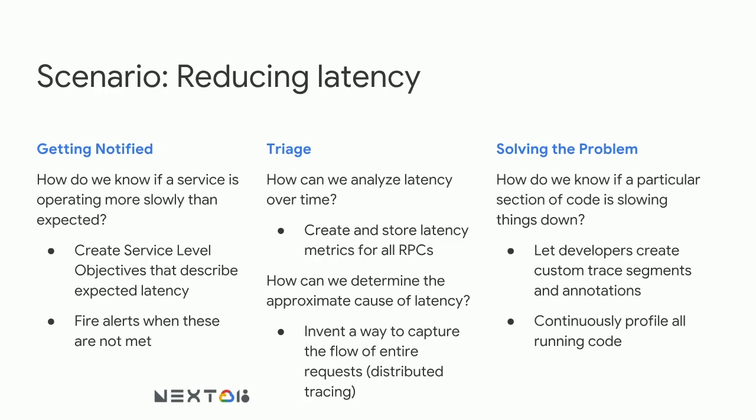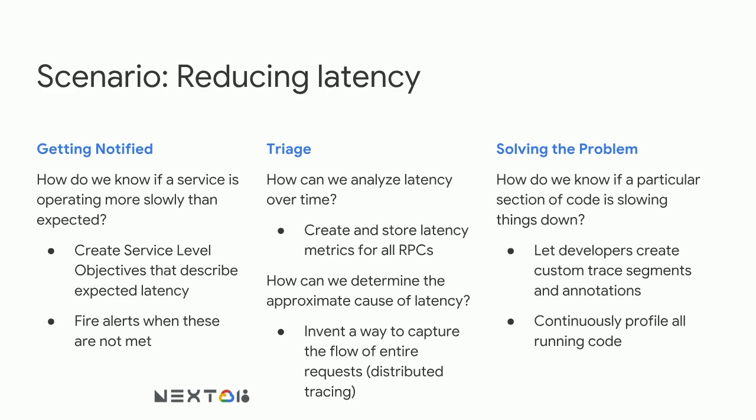The next is triage. If you're trying to analyze latency over time, you need to create and store latency metrics for all RPCs. I talked about Census and Monarch and Dapper, and that's how we do that inside of Google. That's always running on all services, so you can jump back in time and see how your service is performing and how that performance may have degraded or gotten better over time. And then you need to be able to narrow that down and determine the approximate cause of latency.